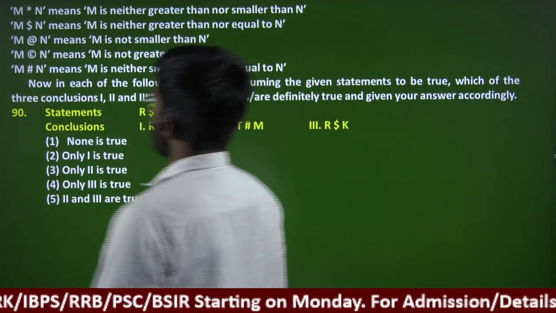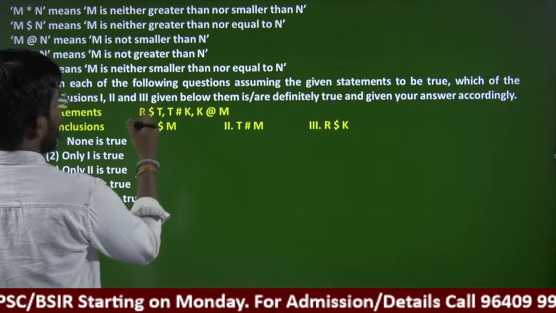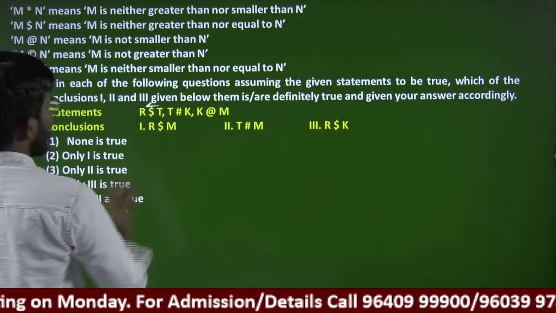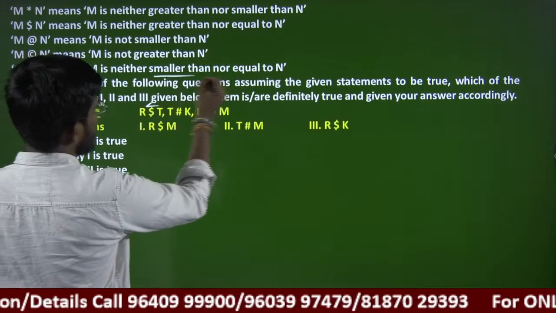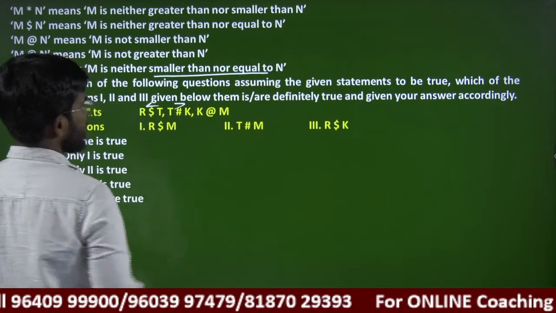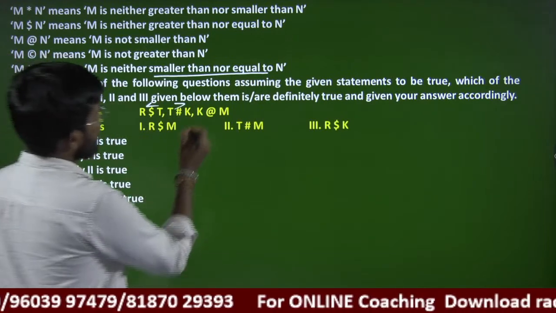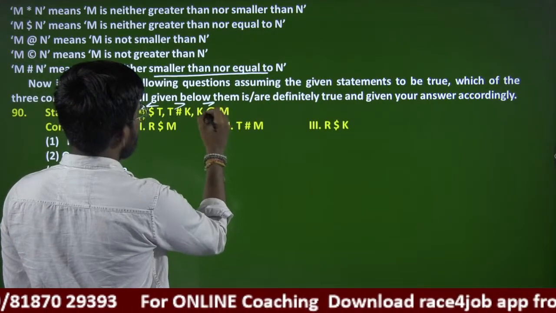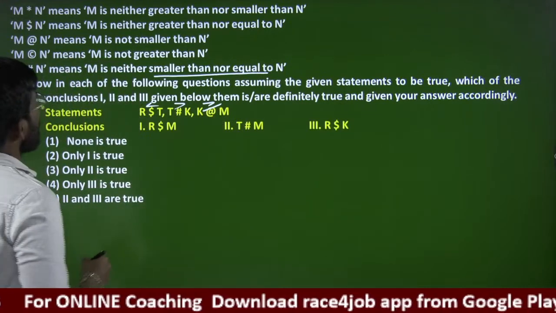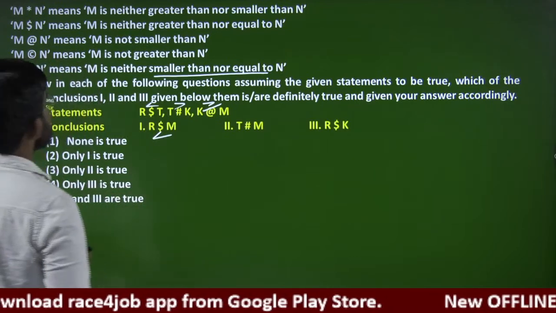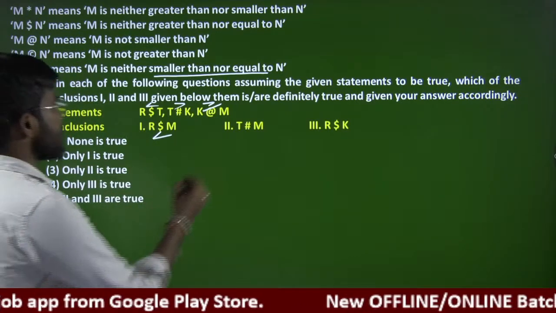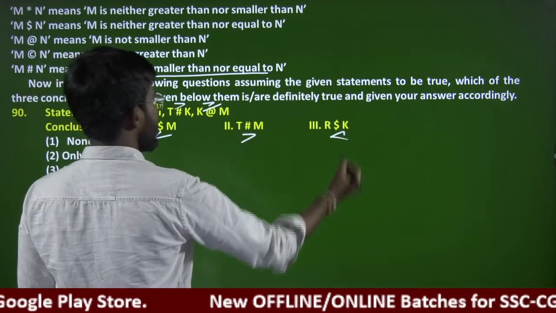Next, dollar. Dollar represents less than. Ash represents neither smaller than nor equals to, means greater. At the rate symbol represents not smaller, means greater than or equals to. Ash symbol represents greater, dollar represents smaller.